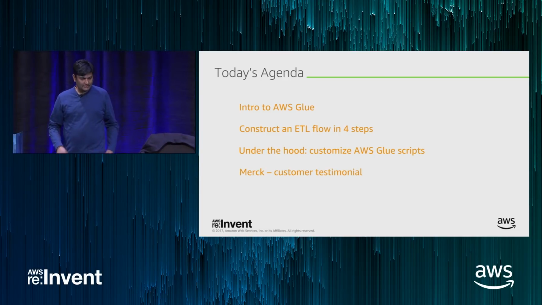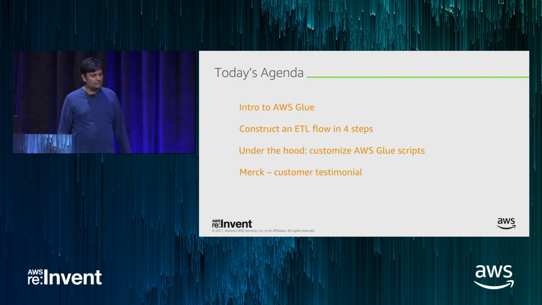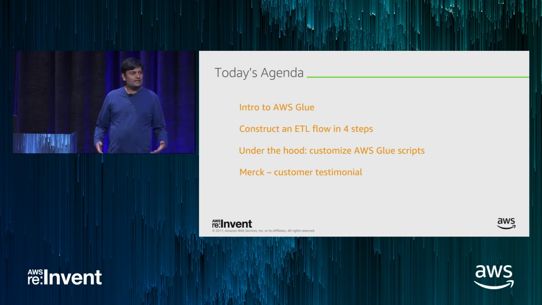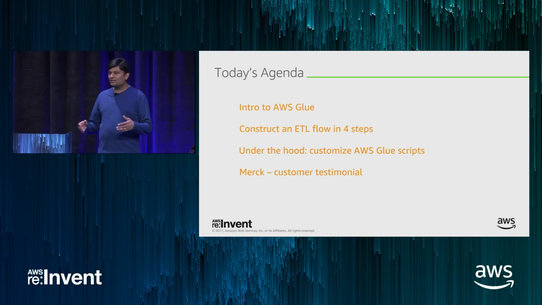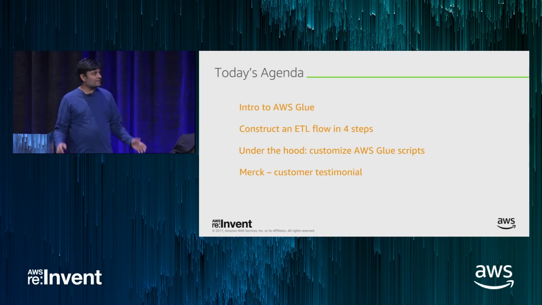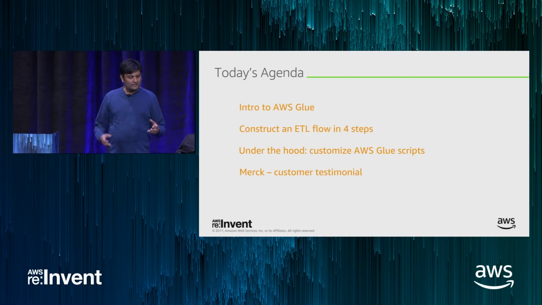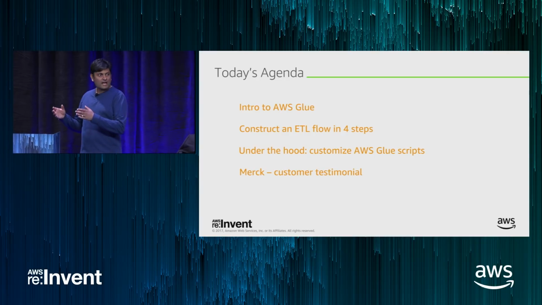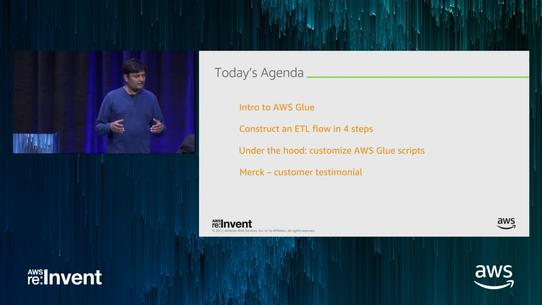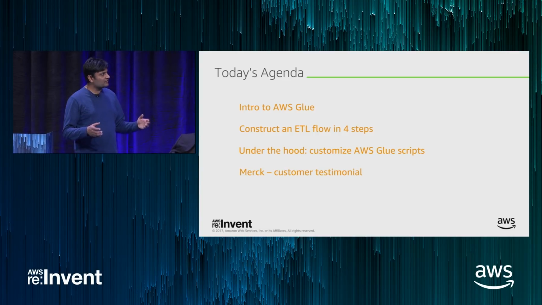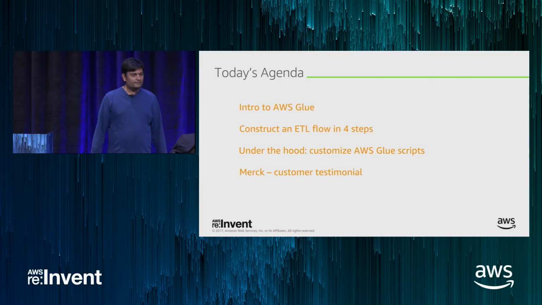So today, I'll be giving you a quick introduction to AWS Glue. I'll start diving into how you can construct an ETL flow in Glue from raw, unfiltered data to an ETL flow running in production in 4 easy steps. Then I'm going to actually dive into the underlying features that Glue provides that makes this actually possible. And hopefully you'll learn how to customize your own AWS Glue scripts by listening to this talk.